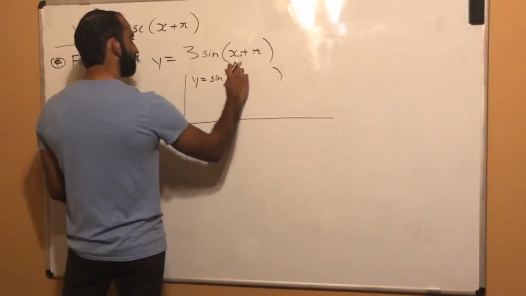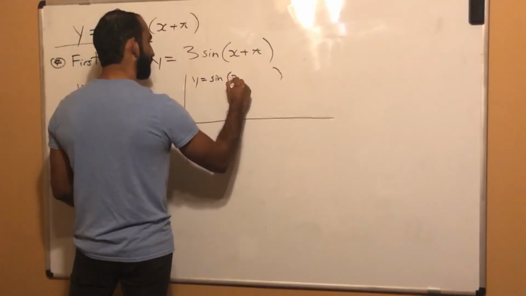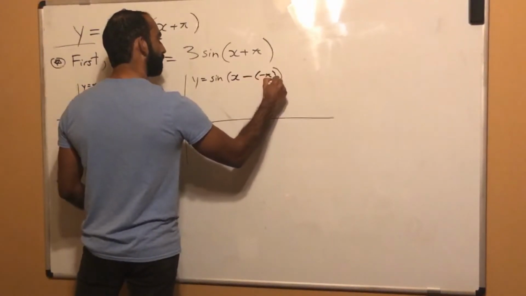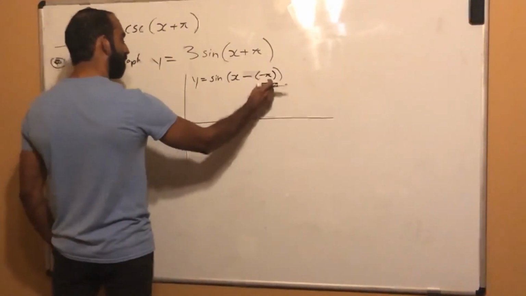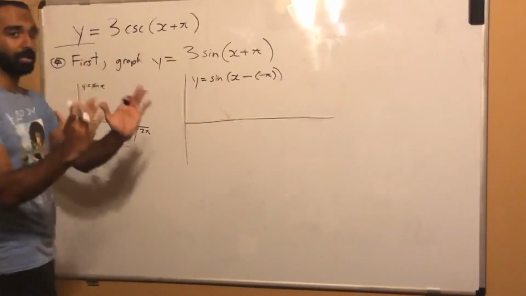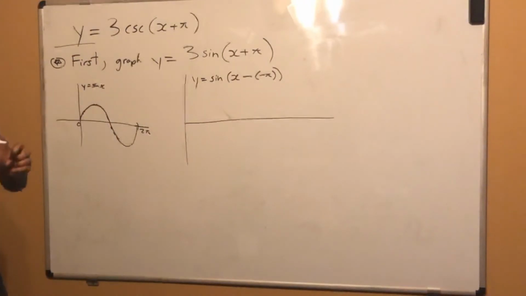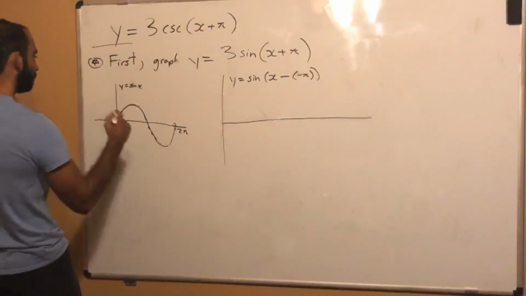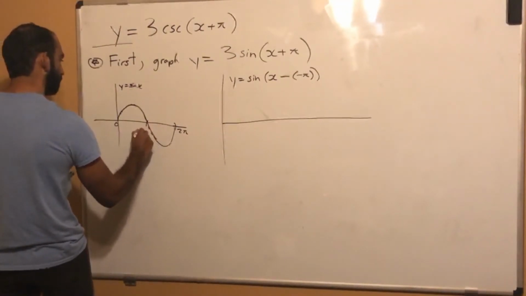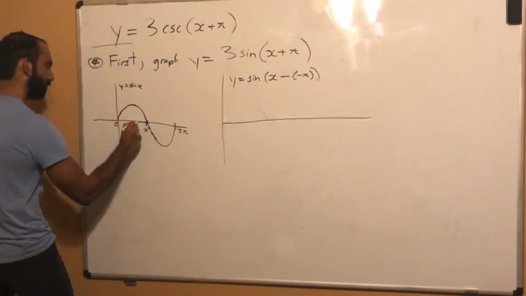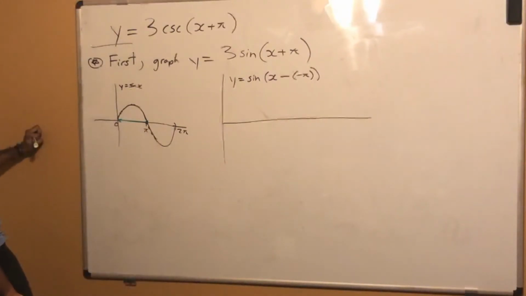So, sine of x plus pi is the same thing as saying sine of x minus what? Negative pi. Minus negative pi. In other words, I just have to adjust my graph by a factor of negative pi horizontally, which basically just means I have to move pi units in what direction? Left. Yes. So, here is pi. The pi gets scooted over pi units to the left.